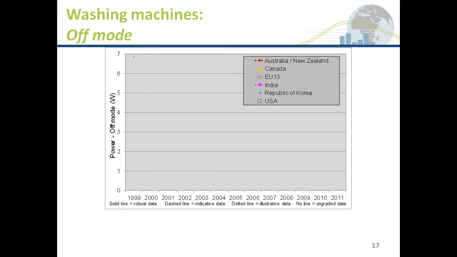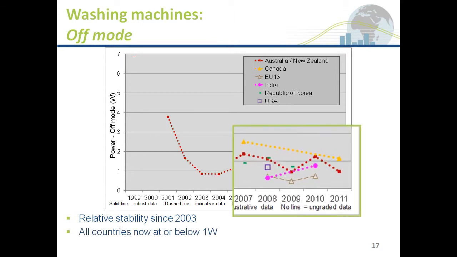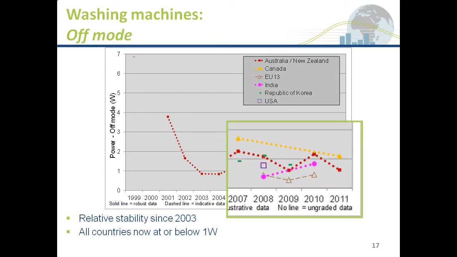Washing machines were looked at for off-mode performance, and we can see in this data set relative stability since 2003. No major trends visible in that data set, although we could suggest that all countries are by 2011 at or below 1 watt in off mode.